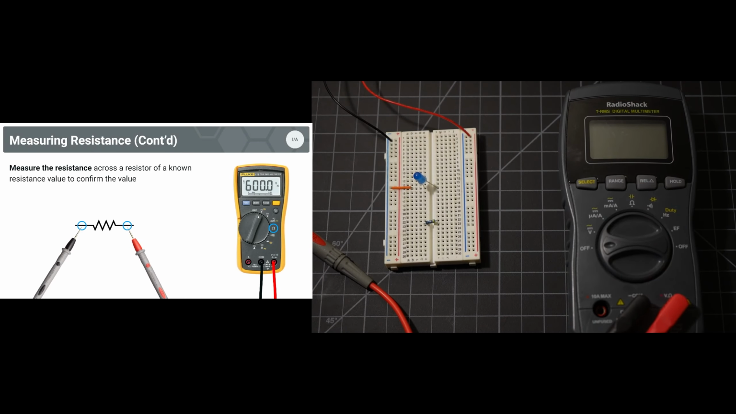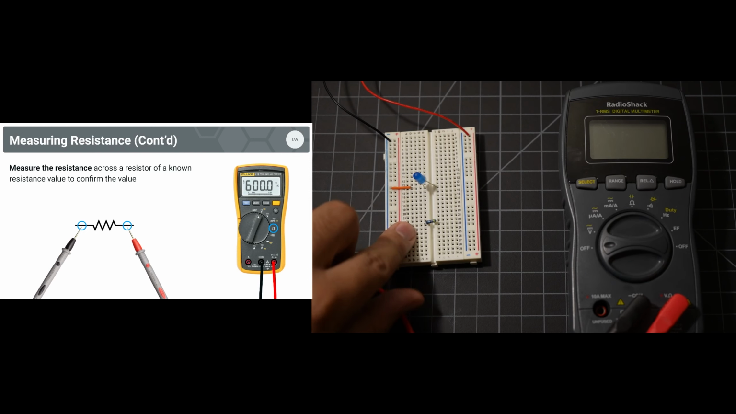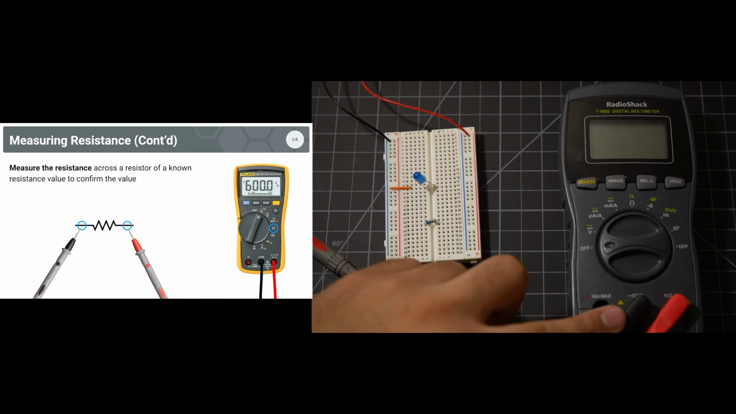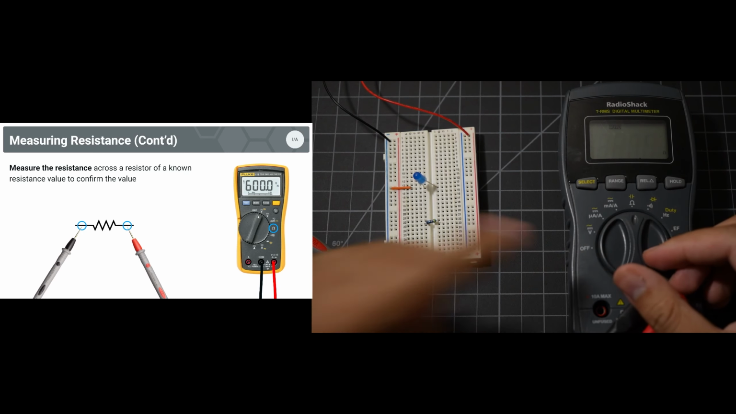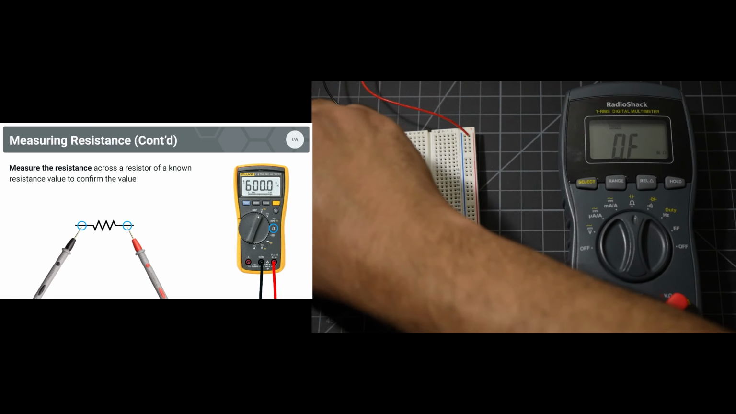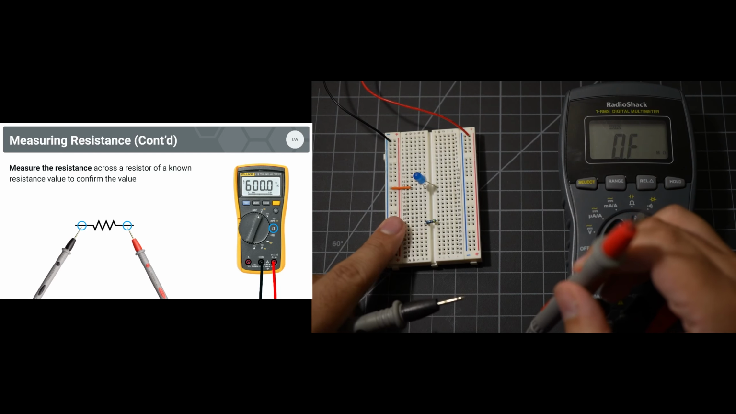So again, I have the auto-ranging multimeter. I have the same LED circuit, but I actually disconnected the resistor from the circuit. So now it's just standing alone, and so it's ready to be measured. First step, connect your probes. Second step, set the dial to ohms now. And as our third step, again, disconnect the resistor from the live circuit.